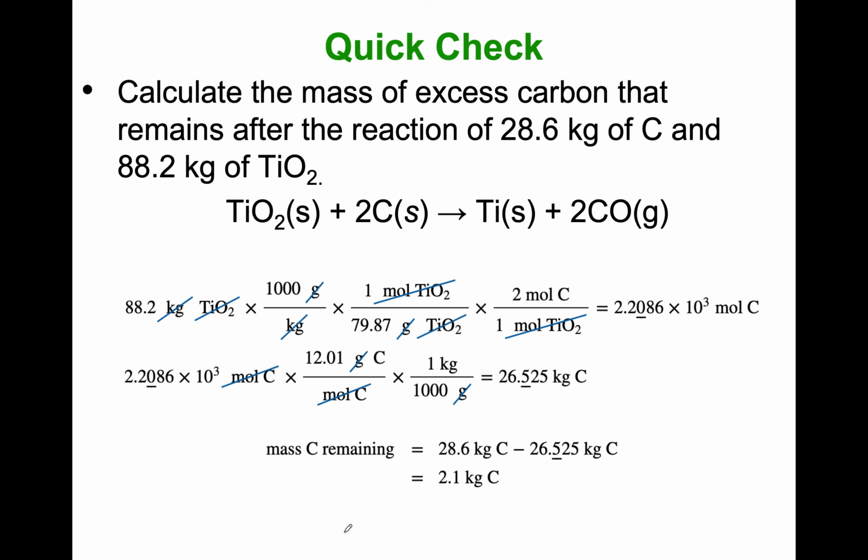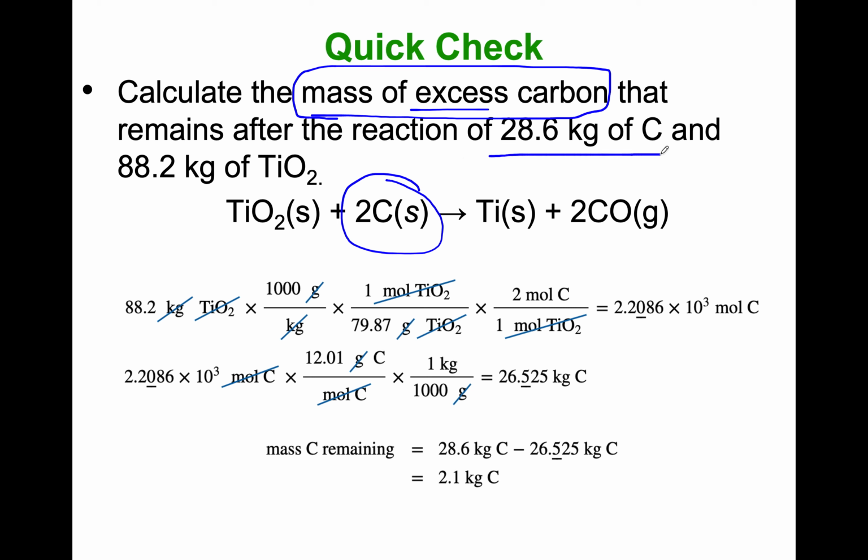Calculate the mass of excess carbon. Okay, so this is telling you there's an excess reactant, that's carbon. And it's telling you that is the excess reactant, and that you have a mass of carbon, and you have a mass of this titanium 4 oxide. Okay, so this is a little bit different problem because we don't care about the products at all. We're not looking at yield, theoretical, actual, none of that.